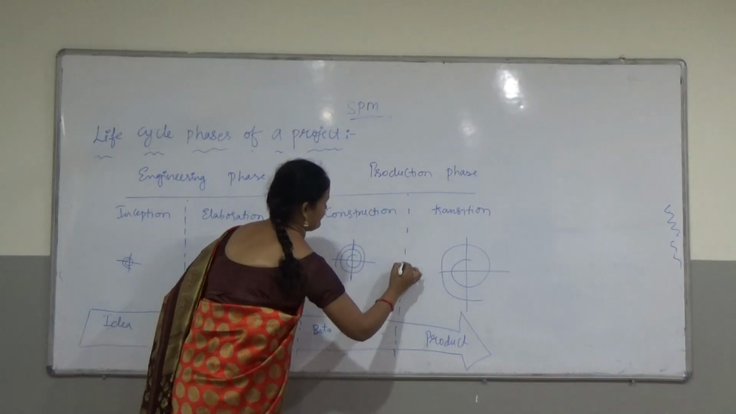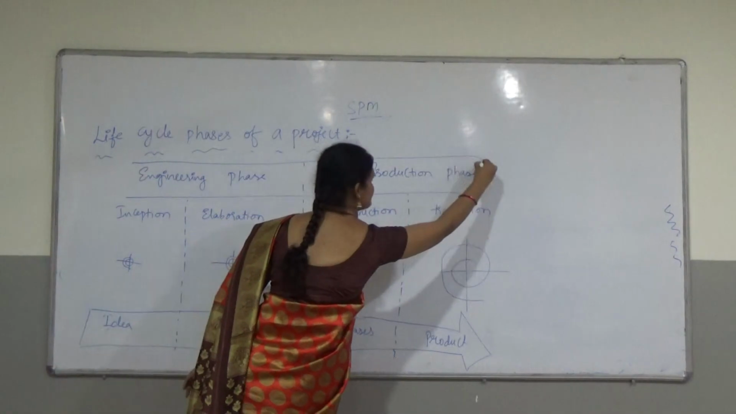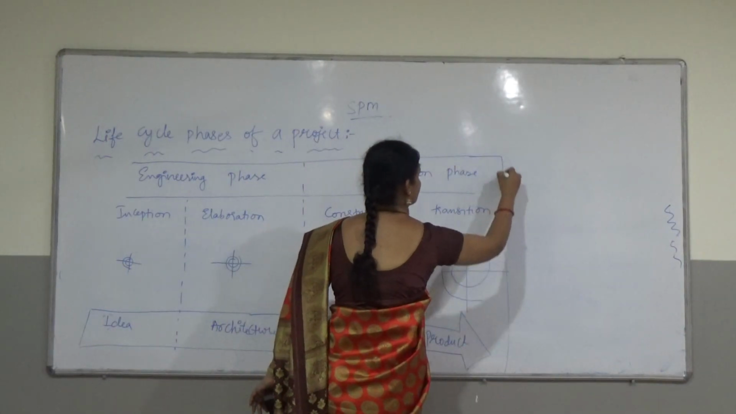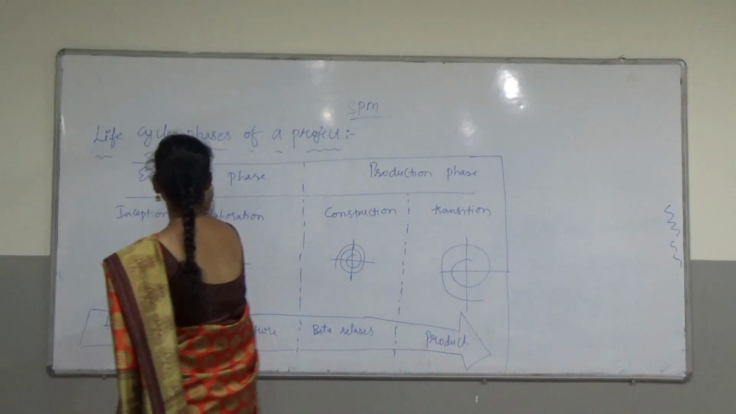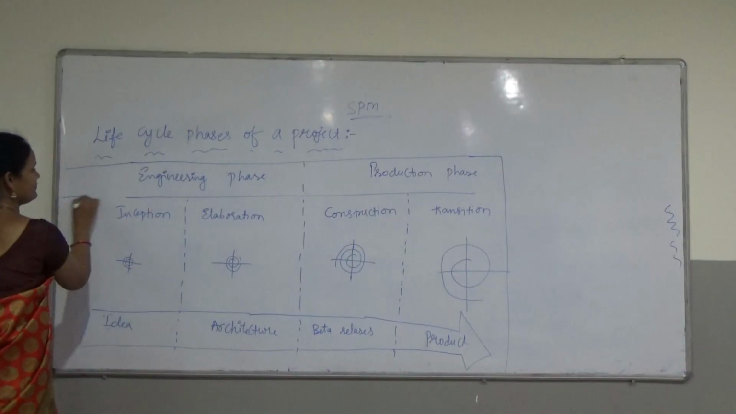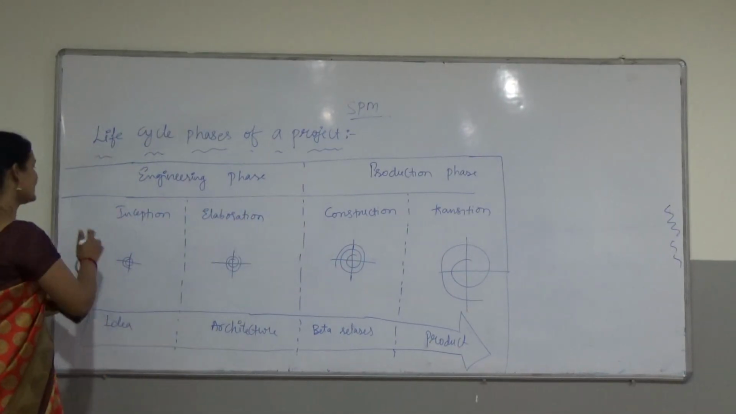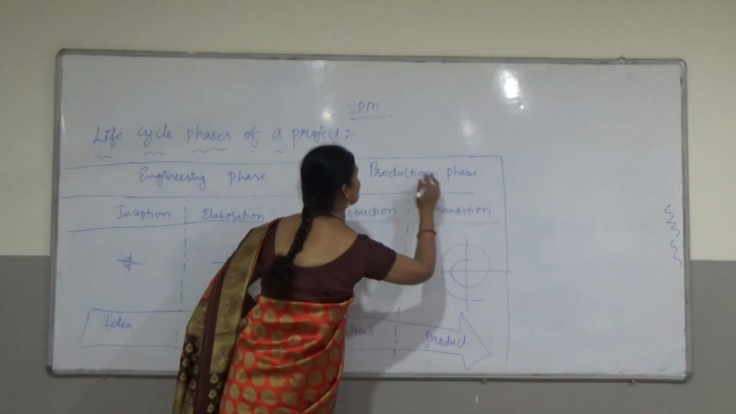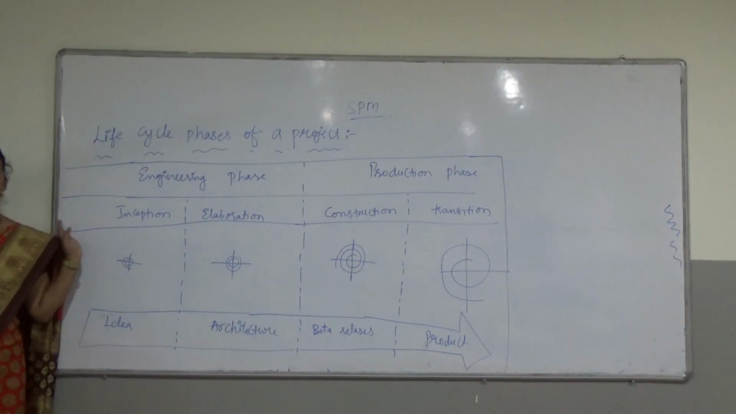So these are the two main phases, divided like this. This is our life cycle phases. The two phases, engineering and production, and finally these are divided: the engineering phase into inception and elaboration, and the production phase further into construction and transition phase.